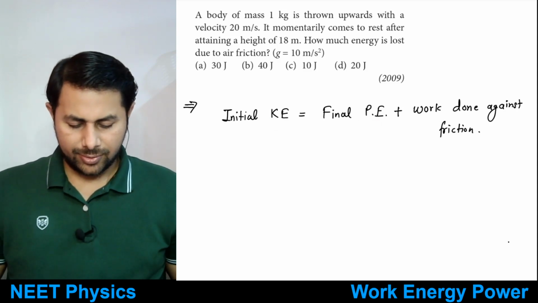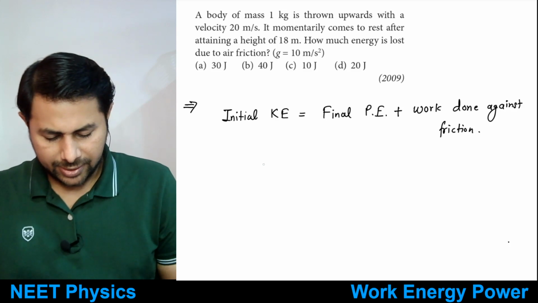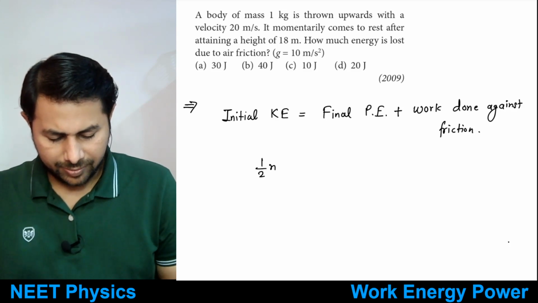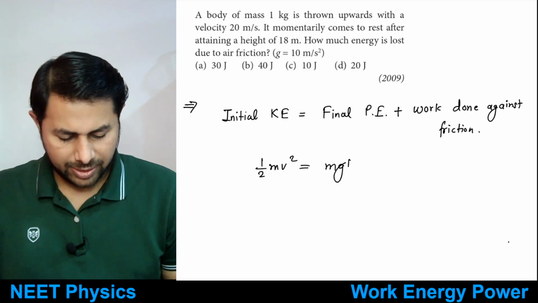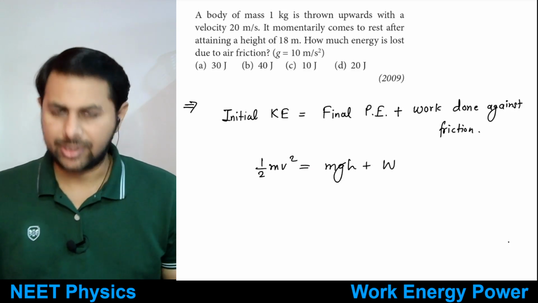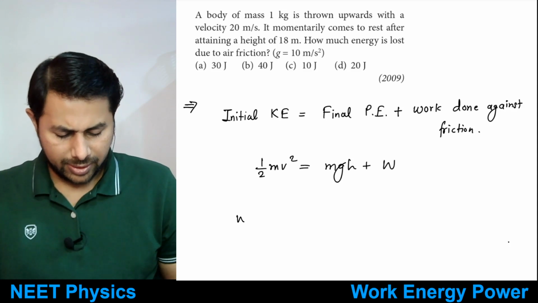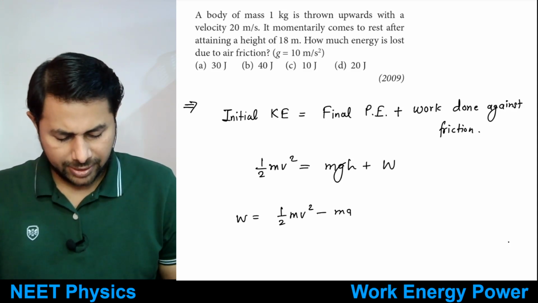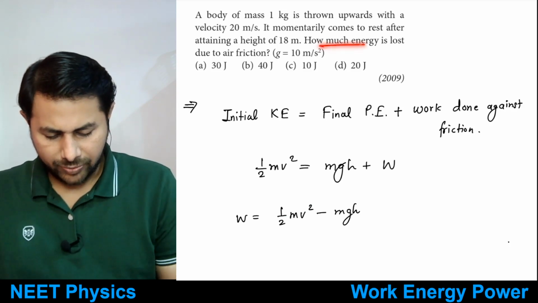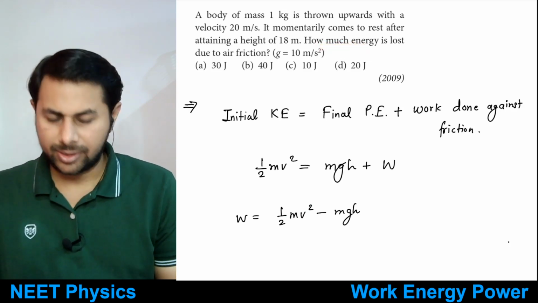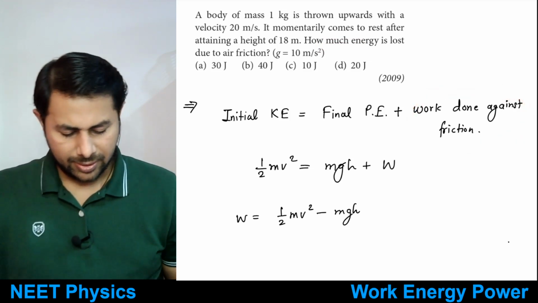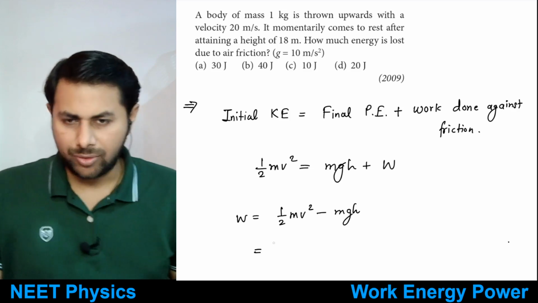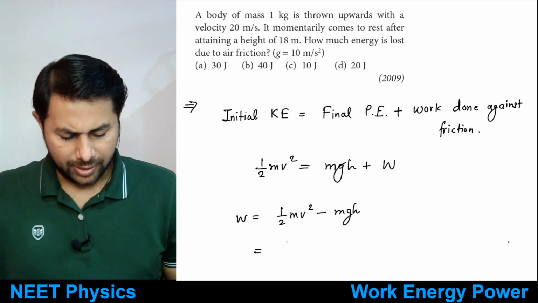So then what is kinetic energy? It's half mv square. It's equal to final potential energy, which is mgh, plus work done against the friction, W. Then W is equal to half mv square minus mgh, right? We just want to find out how much energy is lost due to friction. So this much energy is lost, the work done against the friction.